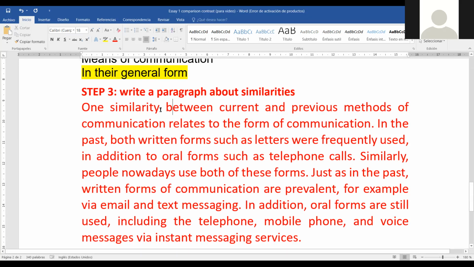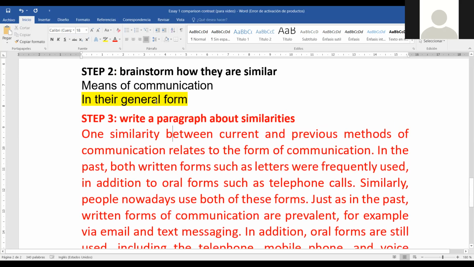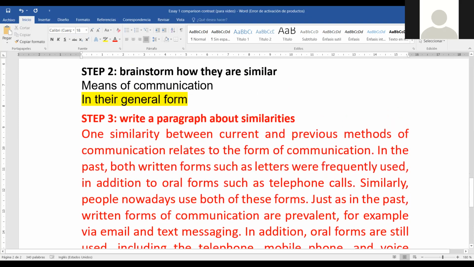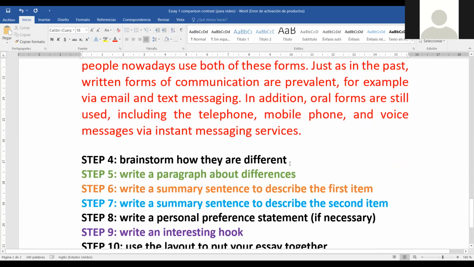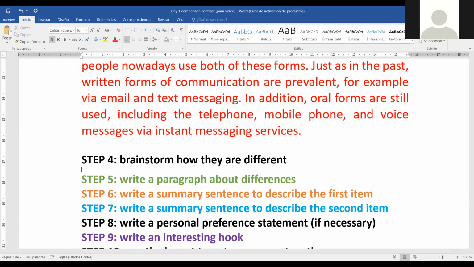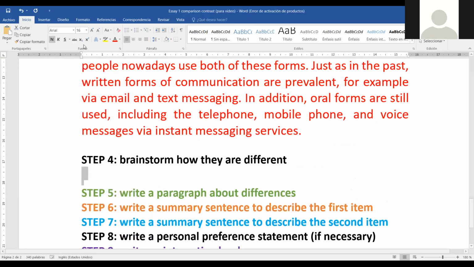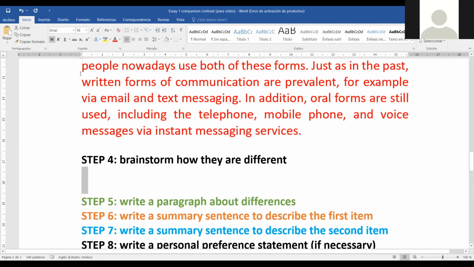So this is my paragraph about how similar they are. In fact, they are similar because of the general form. So we are gonna do the same process with step 3, which is brainstorm how they are different. Okay, so now Luis, try to think how the old and traditional methods of communication are different to the ones we have now.